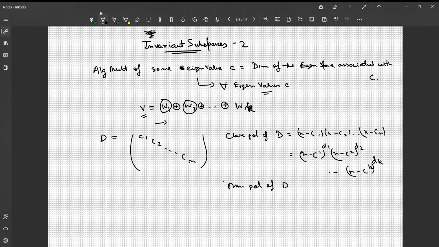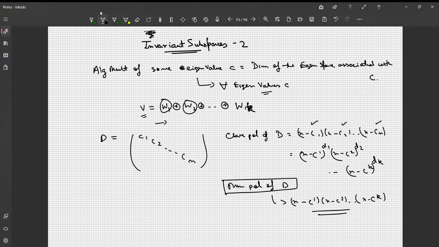The minimal polynomial is typically the least degree monic polynomial which has the same roots as each of these C1, C2 till Cn, and which divides this characteristic polynomial. So it's of the form x minus C1 times x minus C2 and so on till x minus Ck, right? Therefore the roots of the minimal polynomial are all the distinct eigenvalues. That is all we require, and it divides the characteristic polynomial. So this becomes the minimal polynomial.